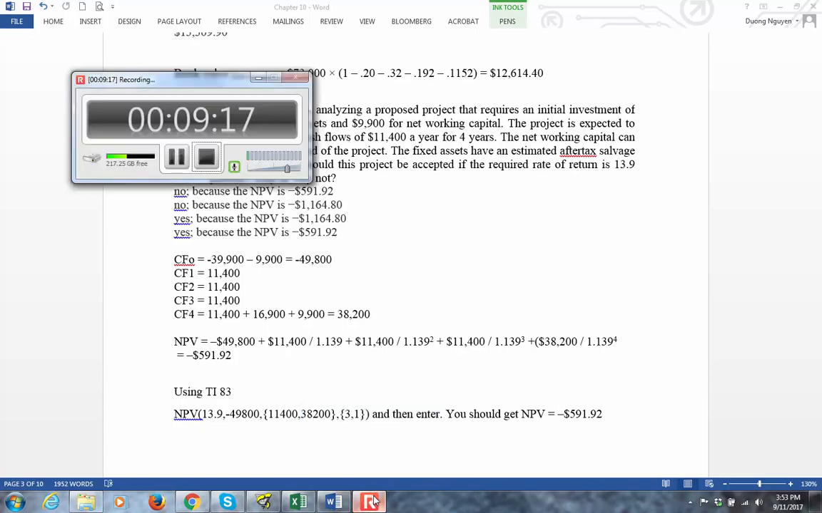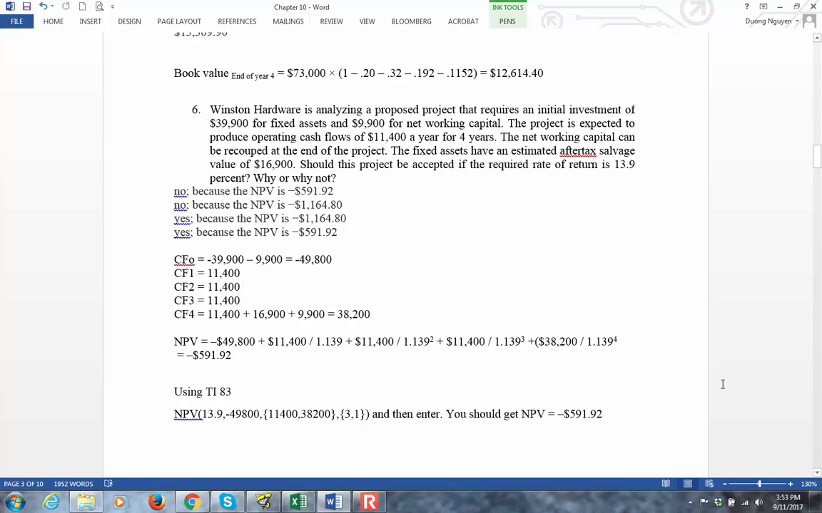Alright, question number 6. Calculate the NPV of this project. So the initial investment is 39,900 for fixed assets and 9,900 for net working capital. The project is expected to produce OCF of 11,400 a year for 4 years, and the net working capital can be recouped at the end of the project. Alright, so you can recover the net working capital.